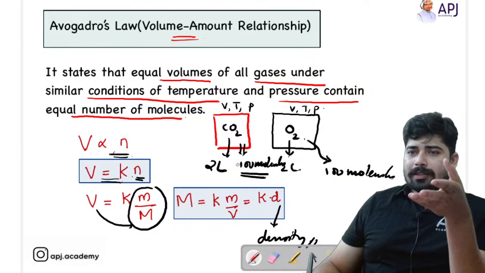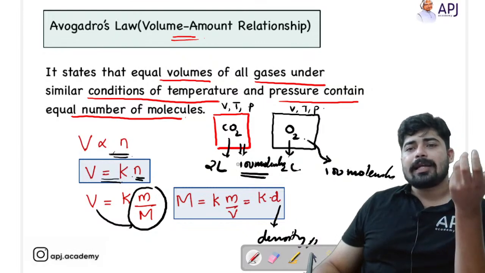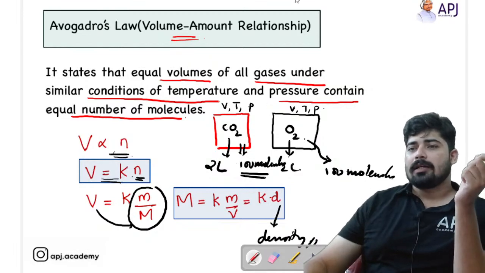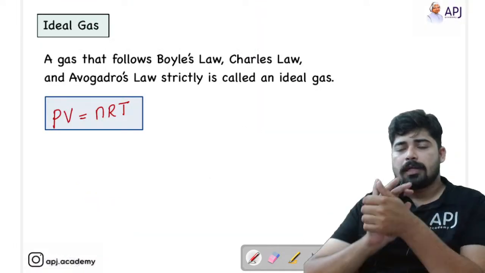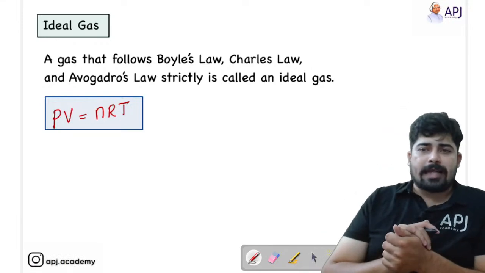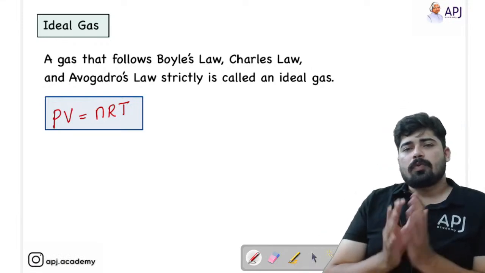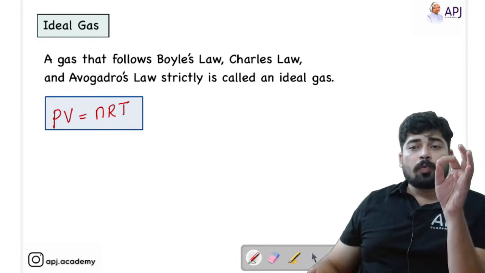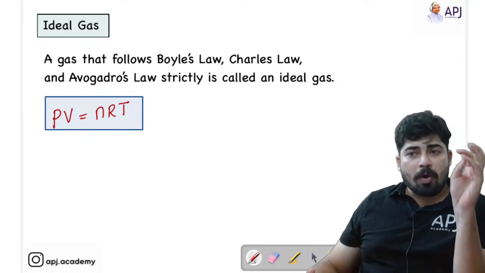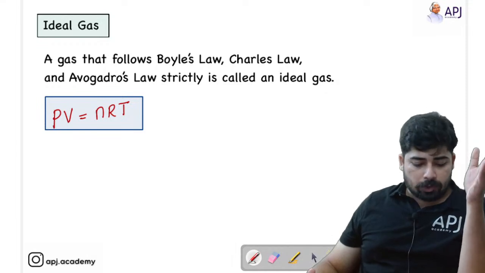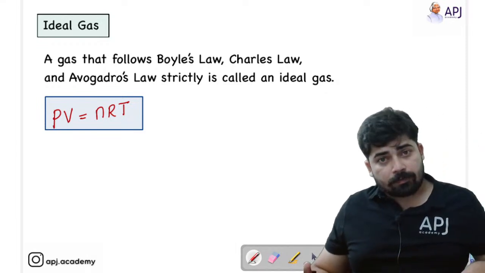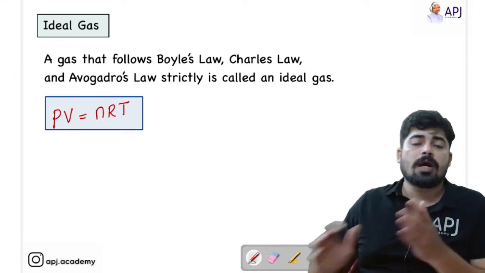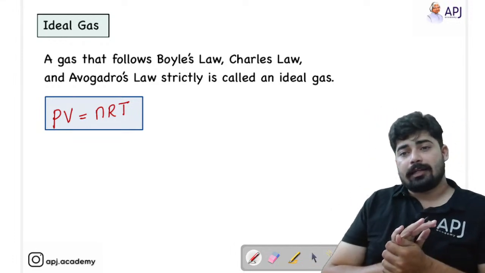So if you know all these relations, then you can easily apply these relations or equations and find out the value. Okay, now we are coming into the ideal gas equation. Dear students, what do you mean by ideal gas? Ideal gases are those gases which strictly follow Boyle's law, Charles' law and Avogadro's law. So those gases which strictly follow Boyle's law, Charles' law and Avogadro's law are called ideal gases.